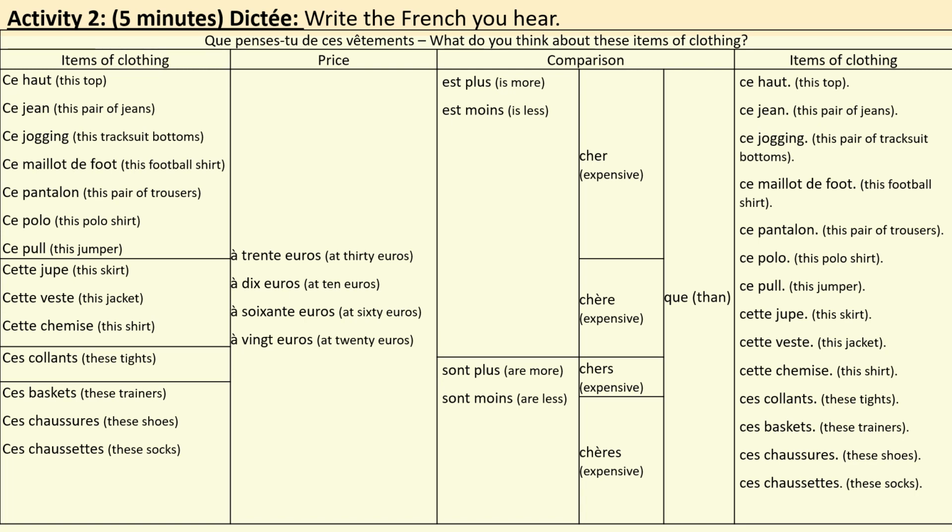Here we go. 1. Ce jean à 60 €. Est moins cher que ce haut. So the whole thing. Ce jean à 60 € est moins cher que ce haut.